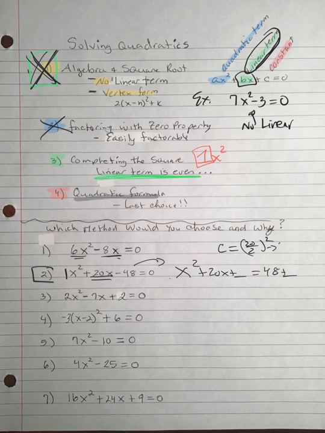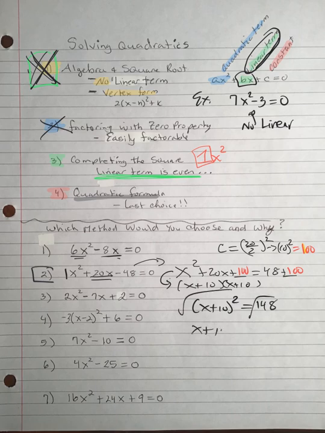So that's going to give me 10 squared, right? If you cut 20 in half, you get 10, and then 10 times 10 gives me my new c, which is 100. So don't forget you have to balance your equation, and then that gives me x plus 10 squared. That was the whole purpose, to make that a perfect square trinomial. And then 148, take the square root of both sides. x plus 10 equals plus and minus the square root of 148.